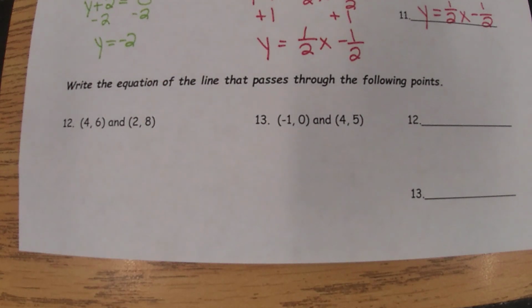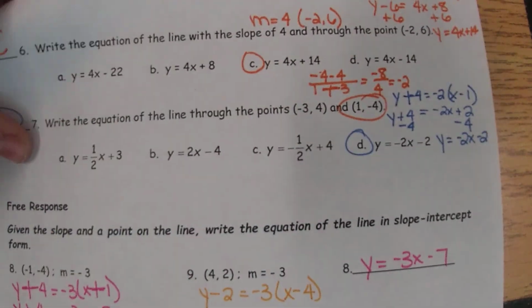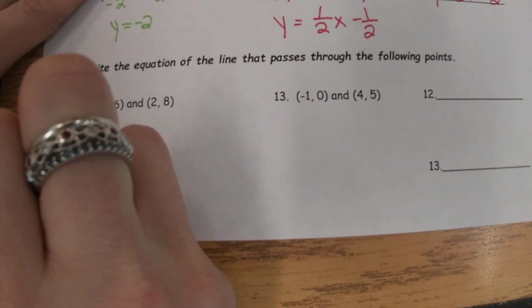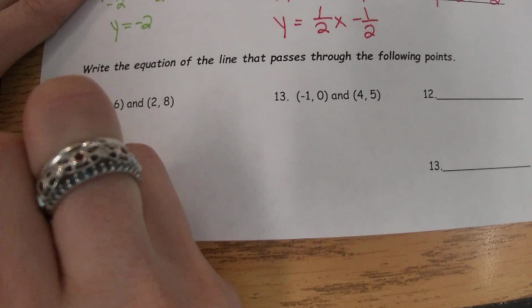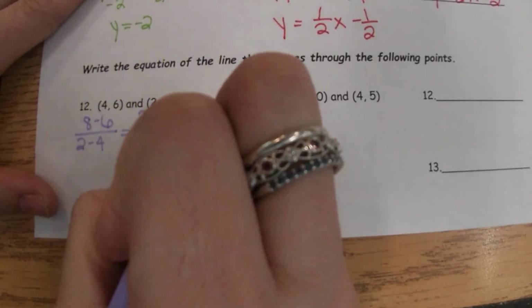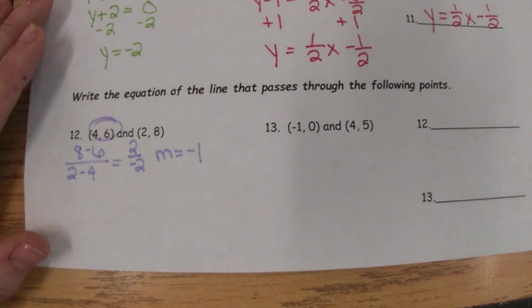So now we have 2 points. So we need to do just like we did up here for number 7, right? We need to find the slope first. So 8 minus 6. So our slope is going to equal negative 1. And then we're going to pick one of the points. It doesn't matter which one.